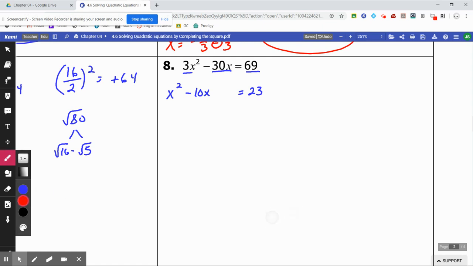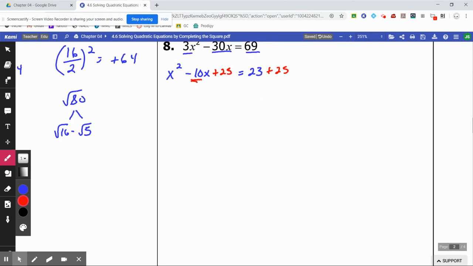To complete the square, you take half of this, which is negative 5, and you square it, which is a positive 25. You'll never get a negative number here to add to both sides because you're always going to take half and then multiply it times itself. A negative times a negative even would be a positive, as in this case. We're going to complete our square, and now we're going to factor.